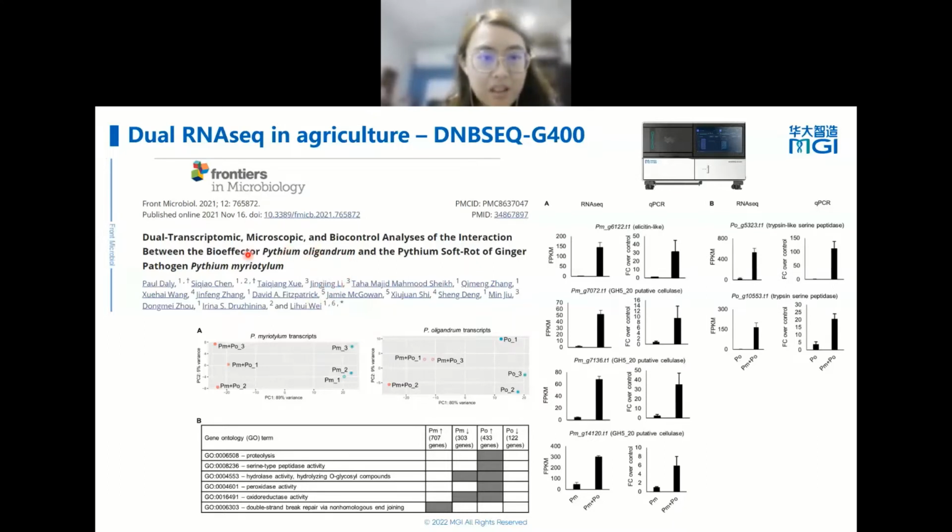So they sequenced the mRNA of these two organisms and compared the gene expressions involved in certain pathways. Here, this is the gene ontology term. Some genes are upregulated and some are downregulated. You can see that this RNA-seq experiment was done on the DNB-seq G400, one of our mid-range sequencers. When they did the qPCR validation, you can see the results tally with each other.